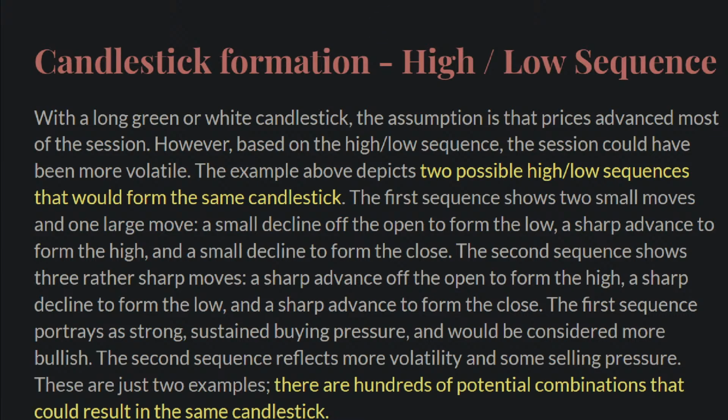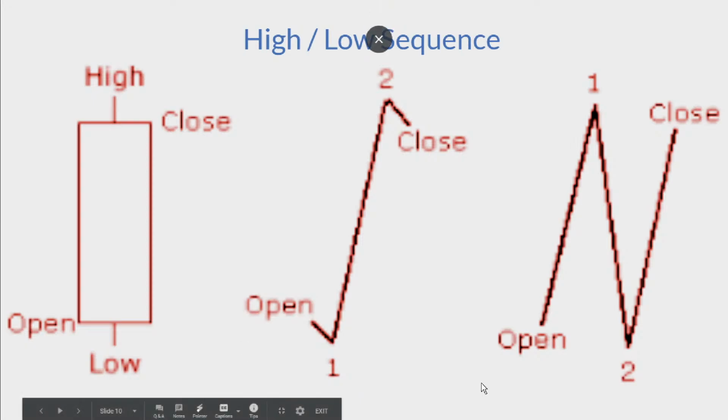Anyways, so with a long green or white candlestick, the assumption is that prices advance most in that session. However, based on the high-low sequence, the session could have been more volatile. The example above depicts two possible high-low sequences that would form the same candlestick. So we can see that there were two potential outcomes that could have formed this candlestick.